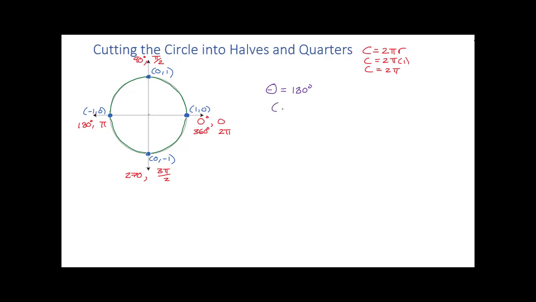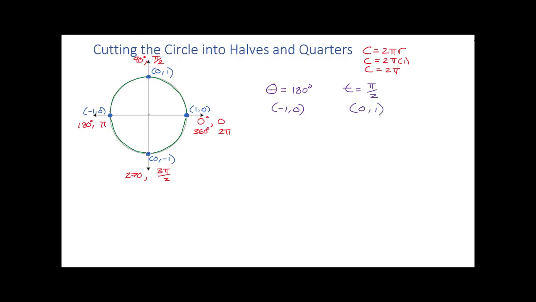Well, that's pretty easy, right? It is negative 1, 0 right here. Or give me the terminal point when t, which is our distance around the outside, is pi over 2. That's pretty easy. What do we got? Pi over 2 is 0, 1.